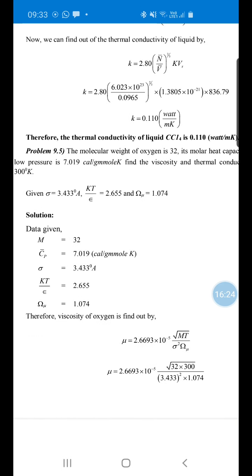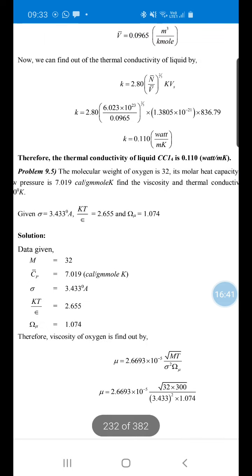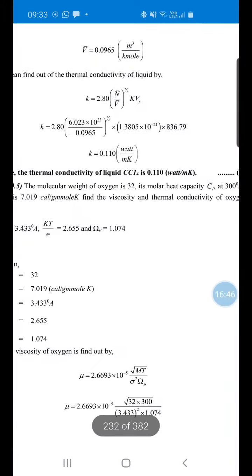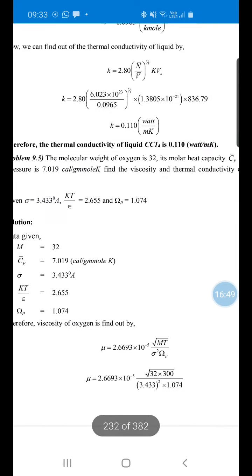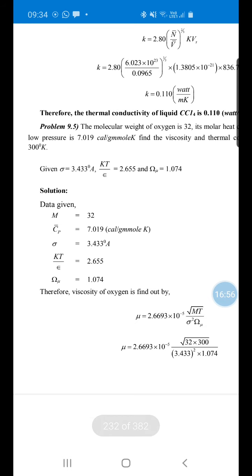The last problem we will discuss is again about the Chapman-Enskog equation, because in the last problem the viscosity was given, but sometimes the value of viscosity is not given. So see, this is an interrelation between chapter 9 and chapter 2. Read the problem. The molecular weight of oxygen is given, molar heat capacity is given, and you have to find out the viscosity and thermal conductivity of oxygen gas. Means first you have to find out the viscosity and then you have to go for thermal conductivity.